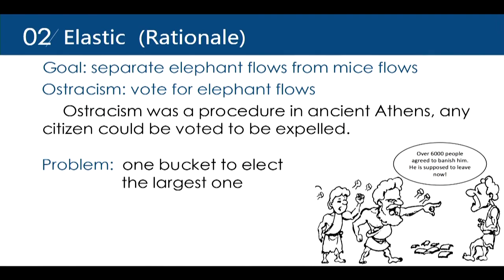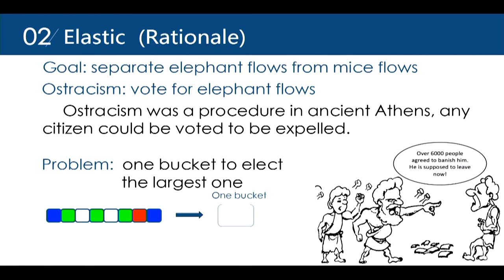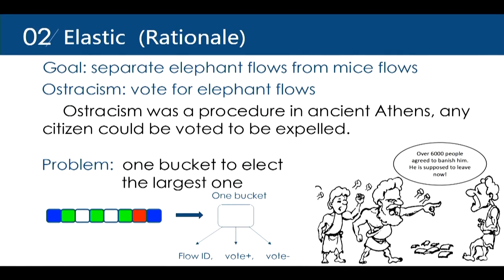Let's consider a simple problem. Suppose we have many packets that belong to several flows, and we want to use only one bucket to choose the largest flow. It is hard, and you cannot always do it right. Our method is that we use three fields. The first field is a flow ID, the second field is positive votes, and the third field is negative votes. When the negative votes are much larger than the positive votes, we will evict this flow from the bucket.